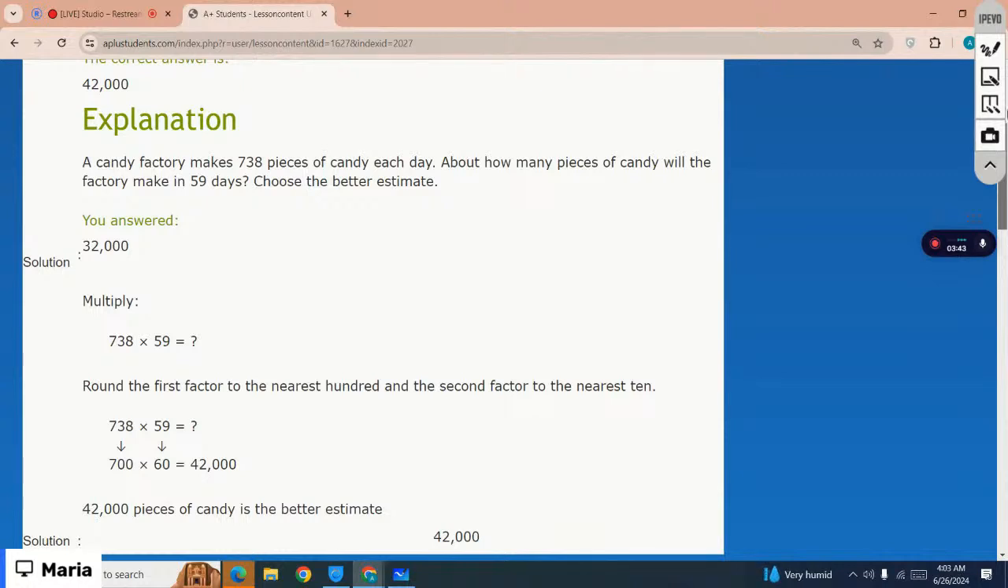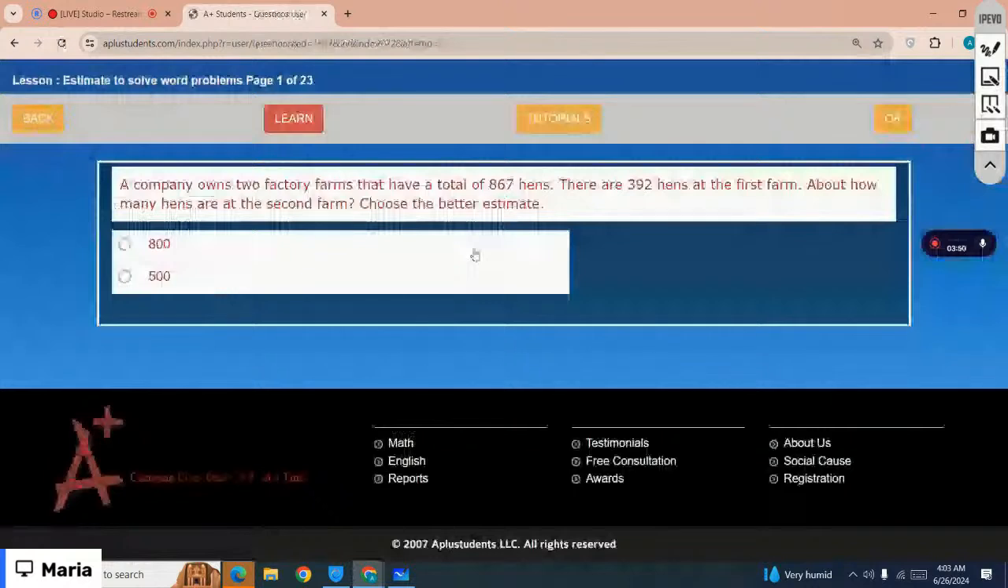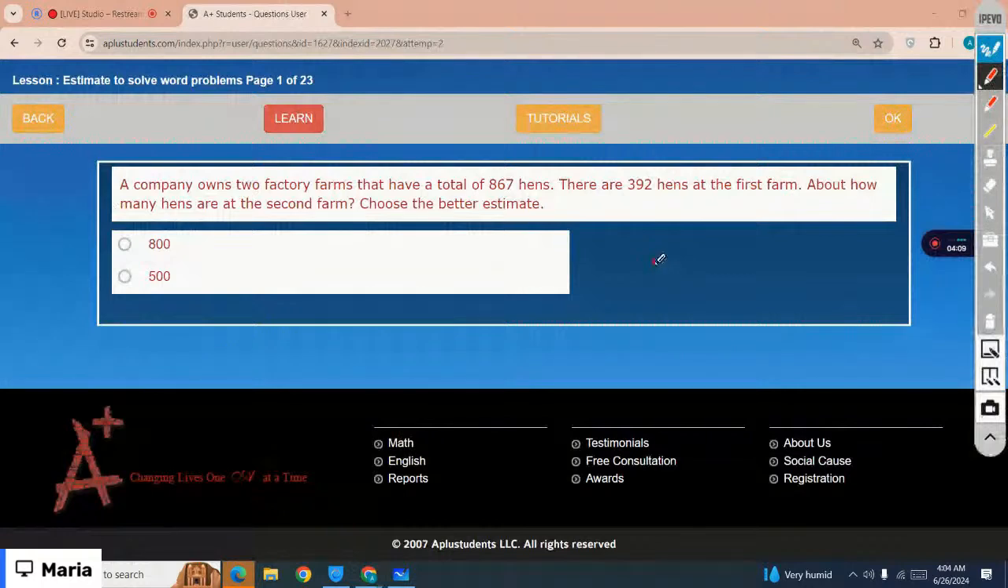Okay, let's just start with the test questions. A company owns two factory farms that have a total of 867 hens. There are 392 hens at the first farm. About how many hens are at the second farm? Choose the better estimate. You have to find the total hens are 867, right? And on one of the farms you have 392. You need to find the other one.